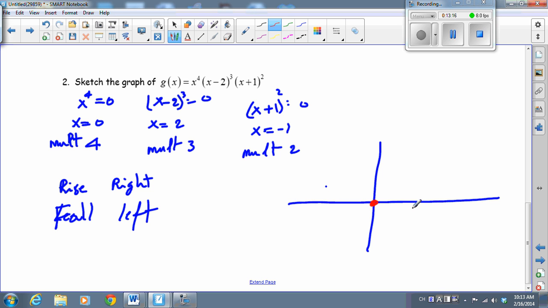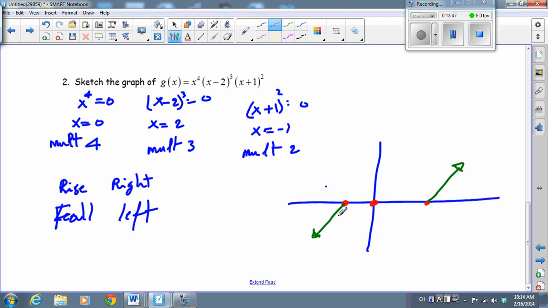I have also 2 and negative 1. So 2 is somewhere here, negative 1 is somewhere here. Since I know that it will rise right, I'll make it rise right. I know that it falls left, I'll make it fall left. And the rest, knowing that these are all more than one multiplicity, except the last one, I will have something like this.